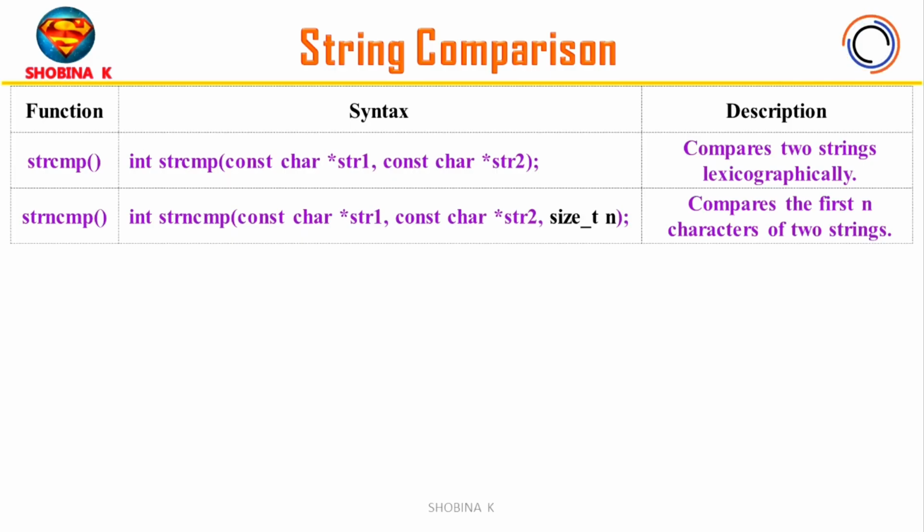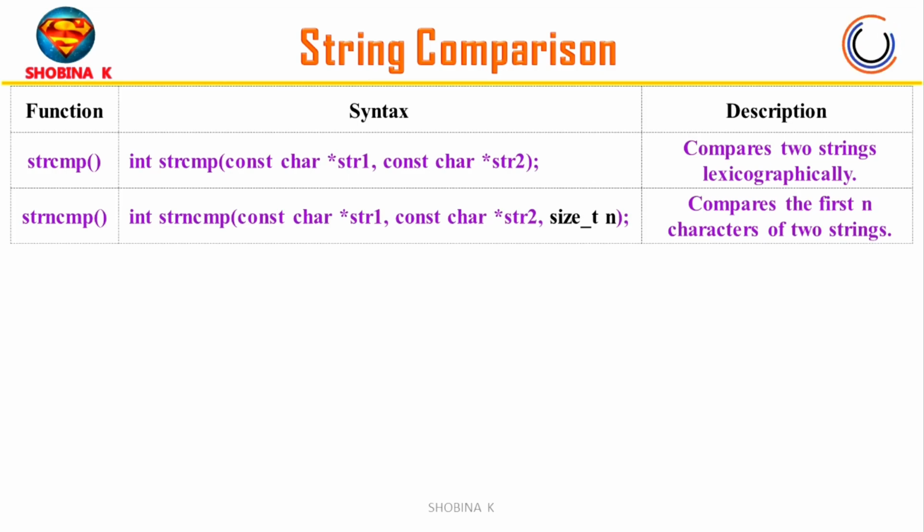And next we have string comparison. To compare strings, we have two functions, strcmp and strncmp. The strcmp compares two strings lexicographically, that is based on their alphabetical order. Look at the syntax. strcmp is a function that returns an integer. It takes two parameters, str1 and str2, both of which are pointers to constant characters. Int, this is the return type of the function.